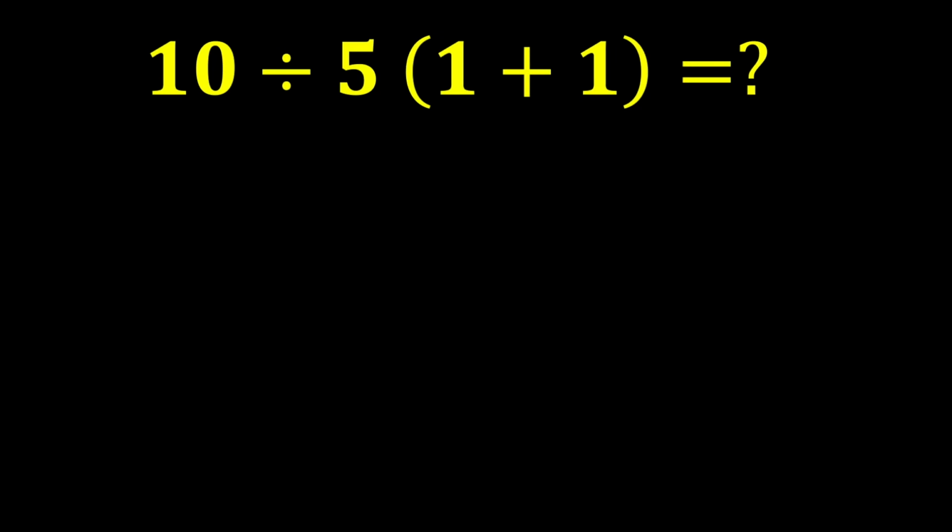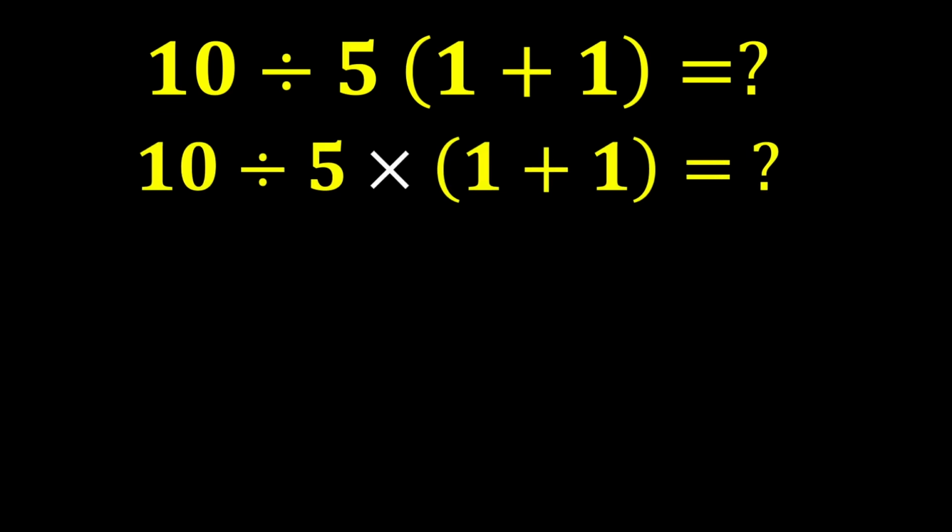10 divided by 5, multiplied by 1 plus 1. In this expression, there is one division, one multiplication, and one parentheses. Inside the parentheses, there is an addition. The multiplication is written here.